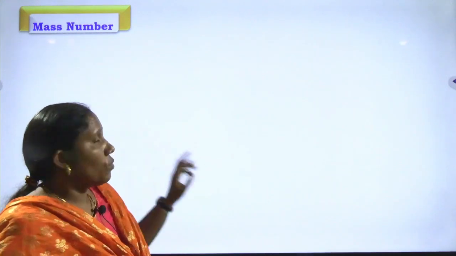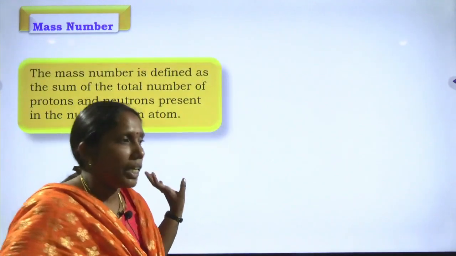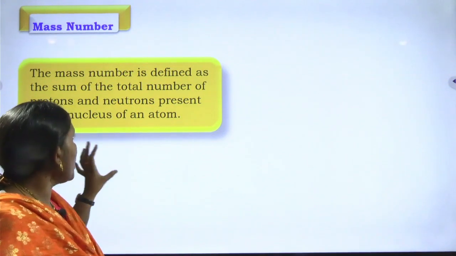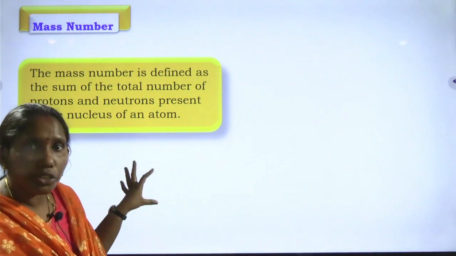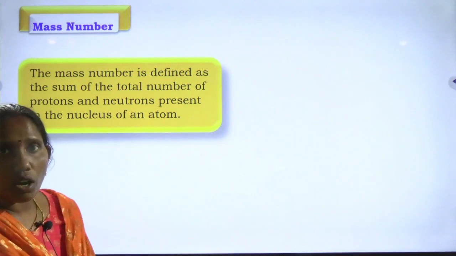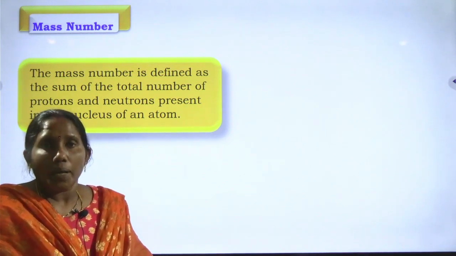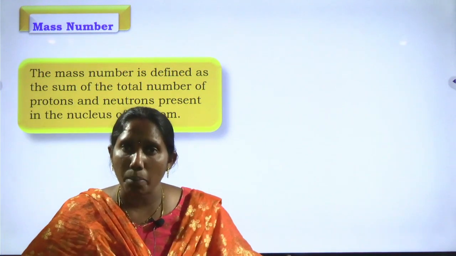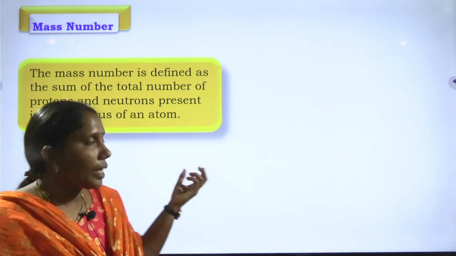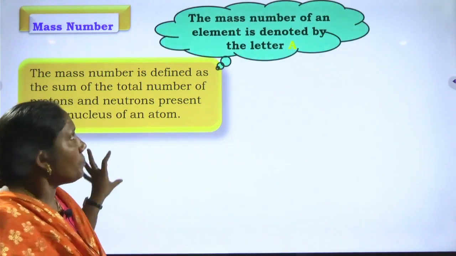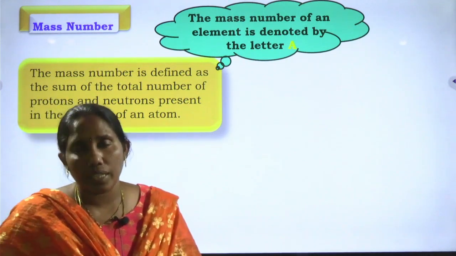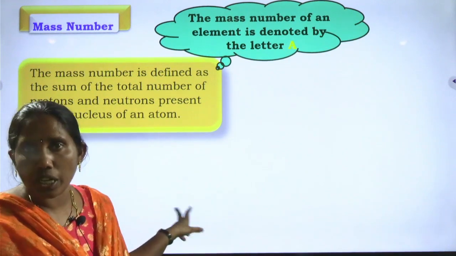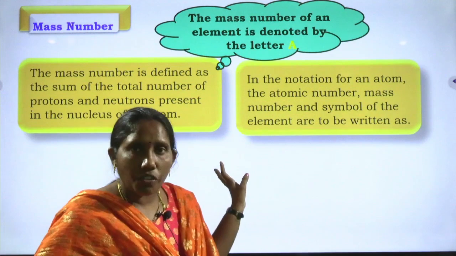So next, what is the exact definition of the mass number? Let us see here. The mass number is defined as the sum of the total number of protons and neutrons present in the nucleus of an atom. Yes. As with carbon and aluminium, the number of neutrons and protons combined is called its mass number. That is the definition here. The mass number of an element is denoted by A. The atomic number is represented with Z.